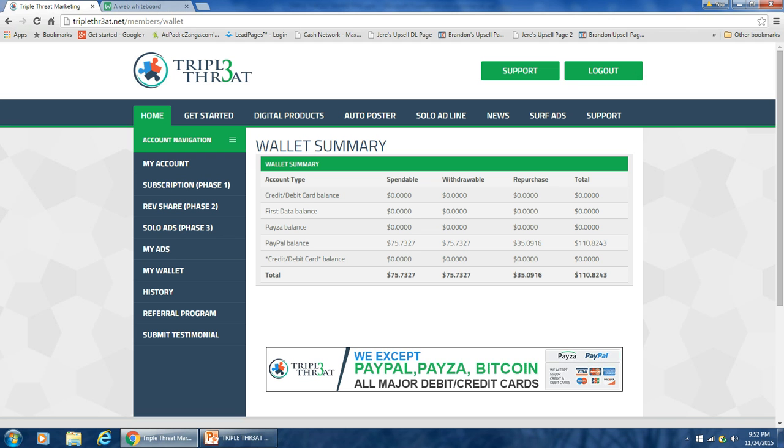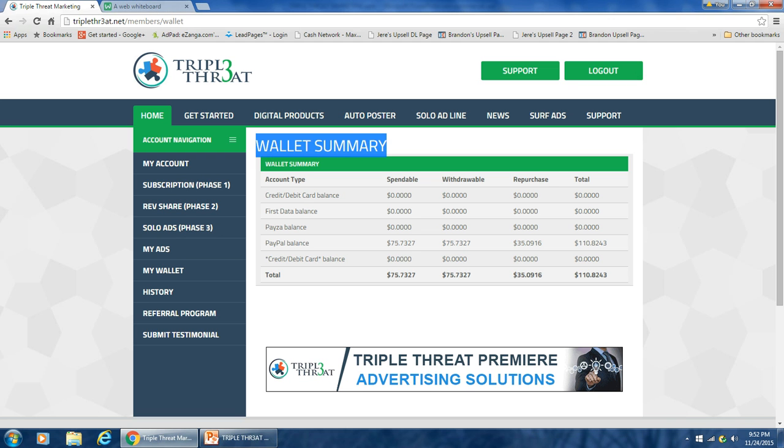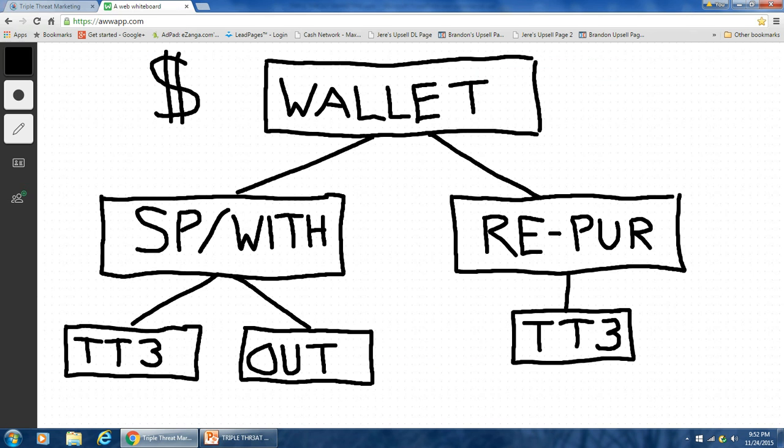But let's go ahead and understand the wallet summary a little bit better. I have a whiteboard here, and I think that this really explains it quite well. Up here we have our wallet, and this is where all of our money goes. So all the money we earn goes into the wallet. But then what Triple Threat does is they break down the amount of money earned into two separate categories.